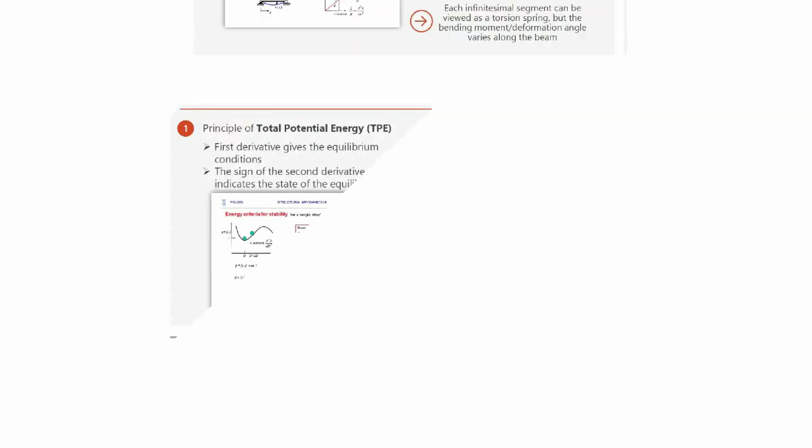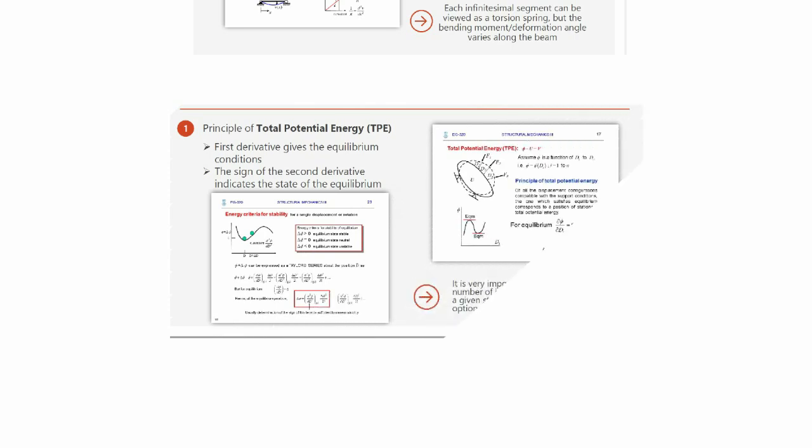Part I, Stability. Key concept, principle of total potential energy. Principle of total potential energy, TPE. The first derivative gives the equilibrium conditions. The sign of the second derivative. It is very important to identify the correct number of independent displacements for a given structure. But there may be many options for which variables can be used.